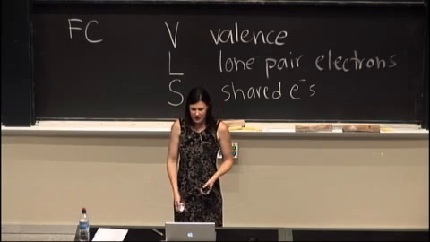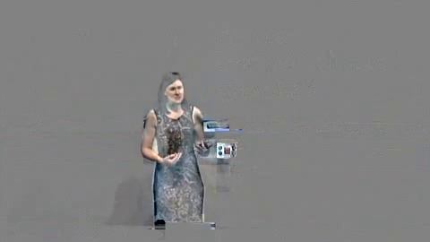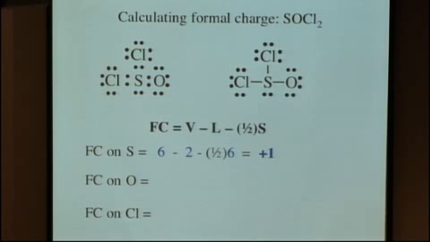If we look at sulfur, what we need to do is take the valence electrons in sulfur, and there are 6. By looking at the periodic table, it's right underneath oxygen, so those both have 6 valence electrons. There are 2 lone pair electrons on sulfur. We only have 1 lone pair, 2 lone pair electrons. And then we end up having 6 shared electrons, 2 from each of the bonds. So we end up with a formal charge on sulfur of +1.